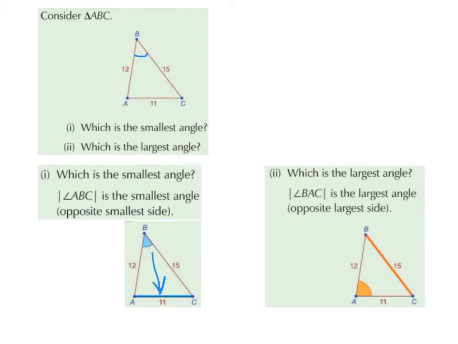Which is the largest angle? Well, the largest angle is going to be angle BAC. So BAC, so this angle here, because 15 is the largest side and this is looking across at angle A. So angle BAC is the largest angle because it's opposite the largest side. We can see that 15 is clearly bigger than 12 or 11, and 15 is opposite angle A, or specifically angle BAC. So angle A is the largest angle.